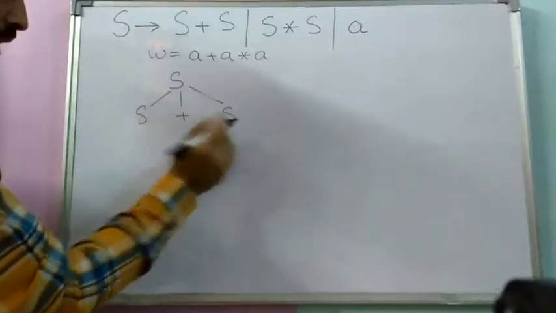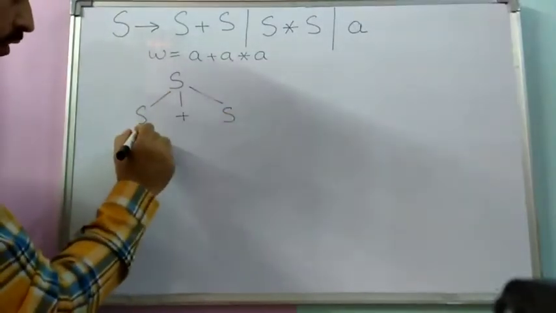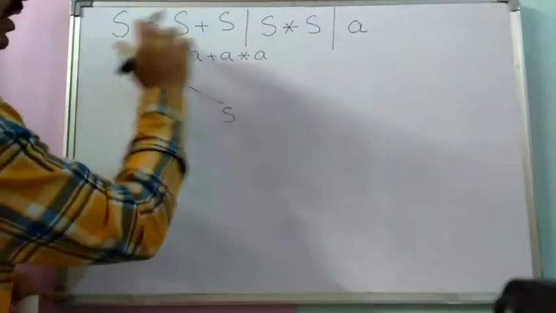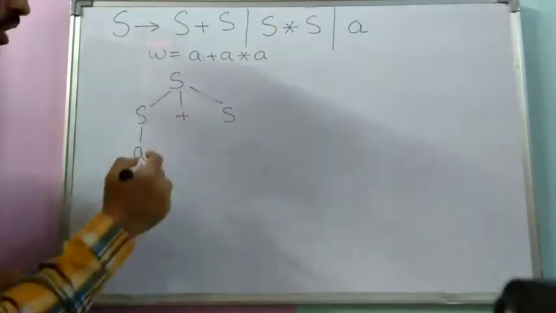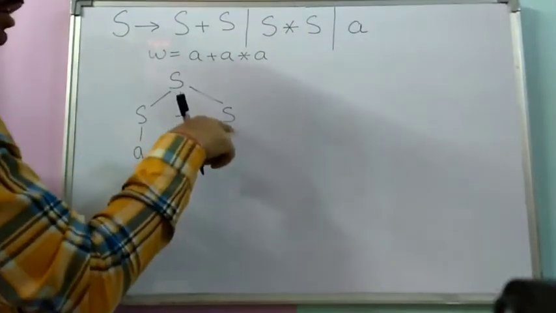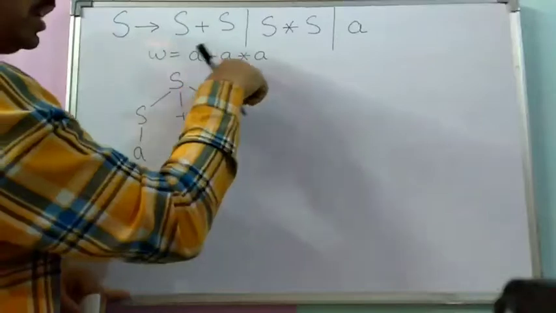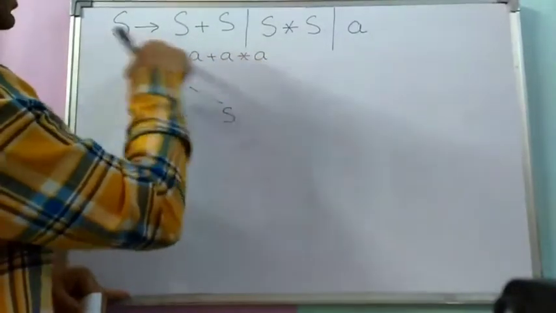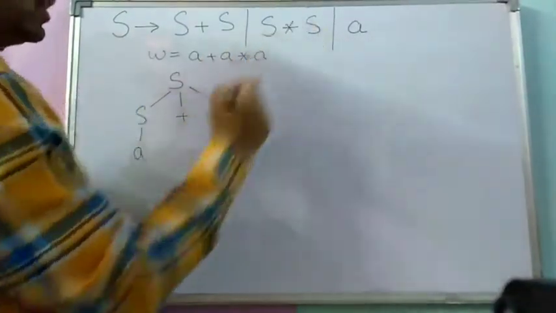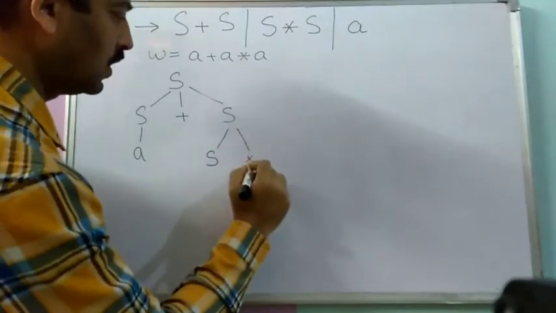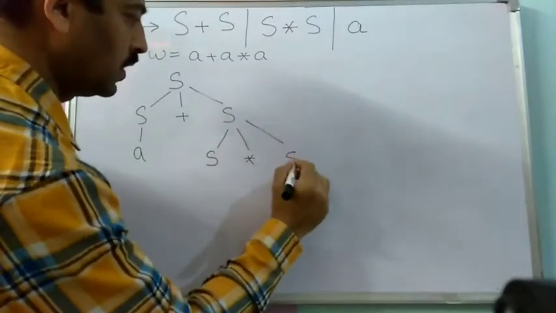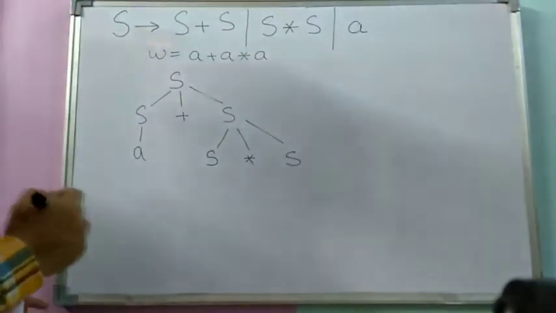Okay. Now, among the available variables, to the leftmost variable, we are using the production S to A. So this first A we have generated. Then plus is already there. Now through this S, we have to generate A asterisk A. So this format we can generate through S to S asterisk S. So we will use S asterisk S.